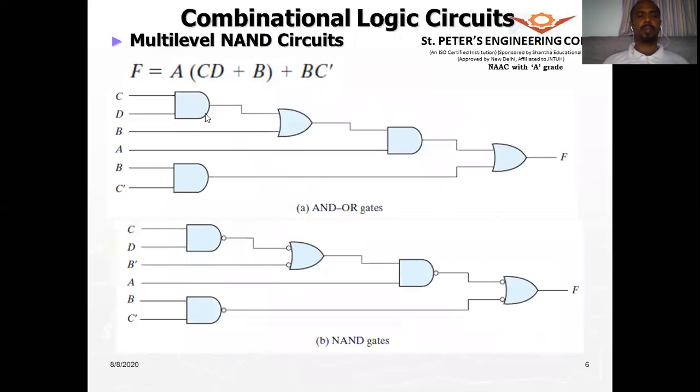So here is another example where f is equal to A ANDed with the product of C and D ORed with B. Okay, and that whole result is ANDed with the product of B and C complement. So here C complement is taken. So here we are using different gates. And of course, this is not purely a NAND gate implementation, and we can implement this using the complete NAND gate also.